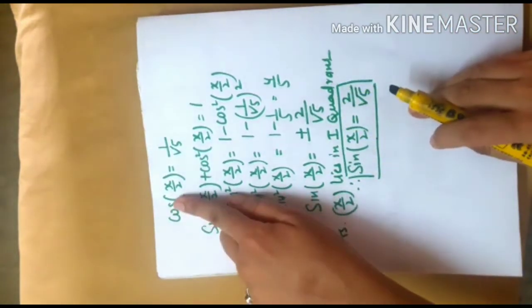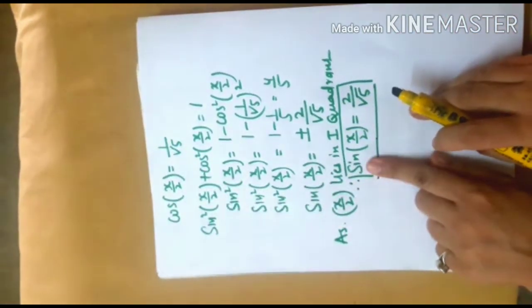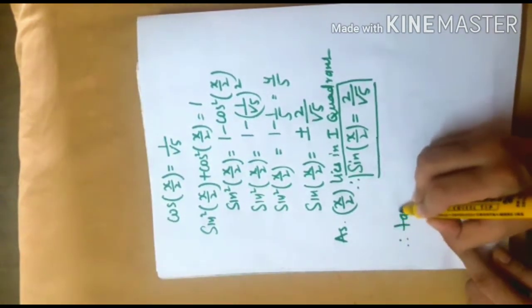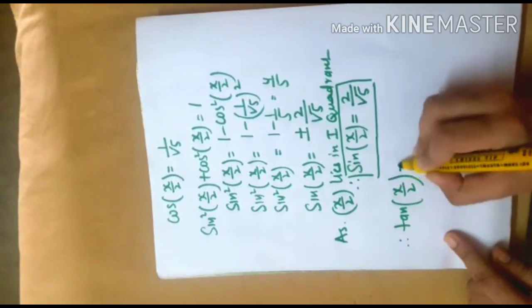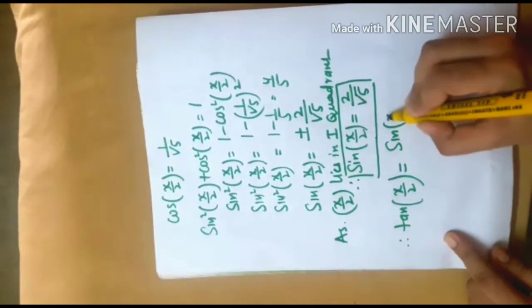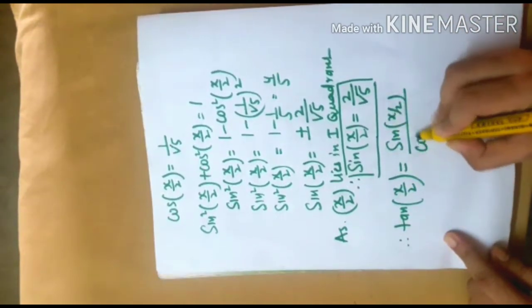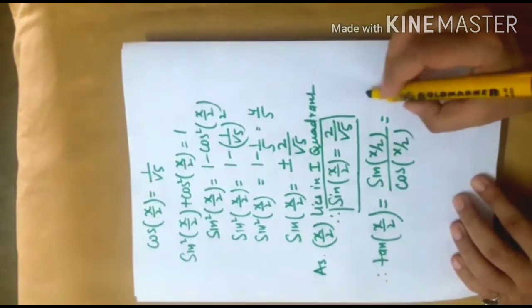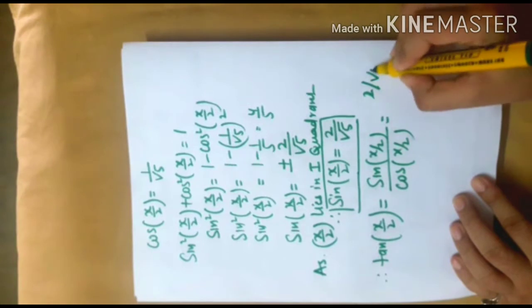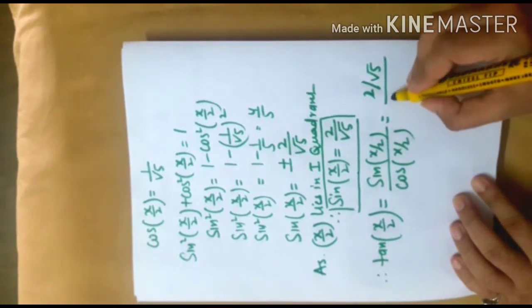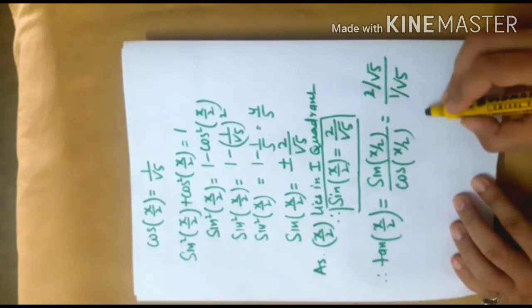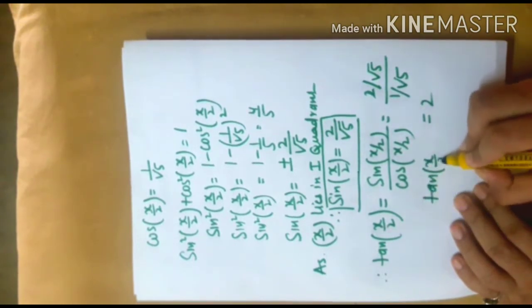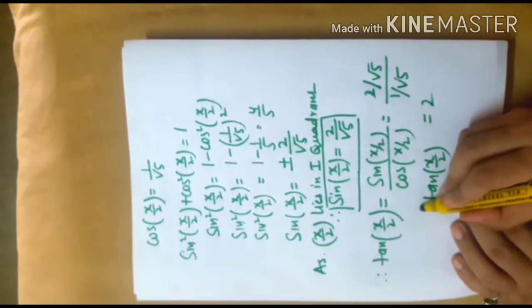Now cos x by 2 is known to us, sine x by 2 is known to us. So can we find tan x by 2? Yes, tan x by 2 will be sine x by 2 over cos x by 2. That is 2 over root 5 divided by 1 over root 5, which is 2. So tan x by 2 is 2.